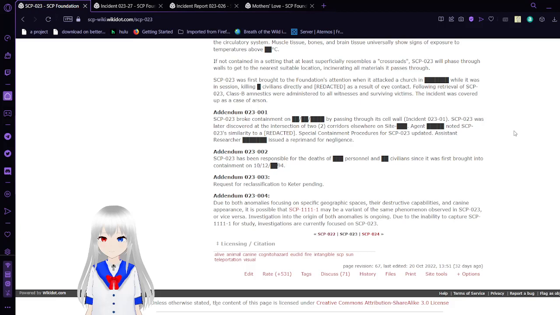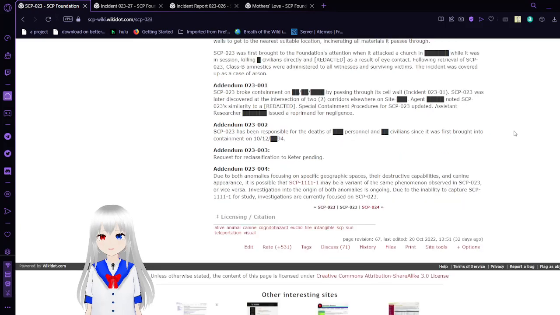Due to both anomalies focusing specifically on geographic spaces, their destructive capabilities, and the canine appearance, it is possible that SCP-1111-1 may be a variant of the same phenomenon observed in SCP-23, or vice versa. Investigation into the origin of both anomalies is ongoing due to the inability to capture SCP-1111-1 for study. Investigations are currently focused on SCP-23. Anyway, let's read some of these.